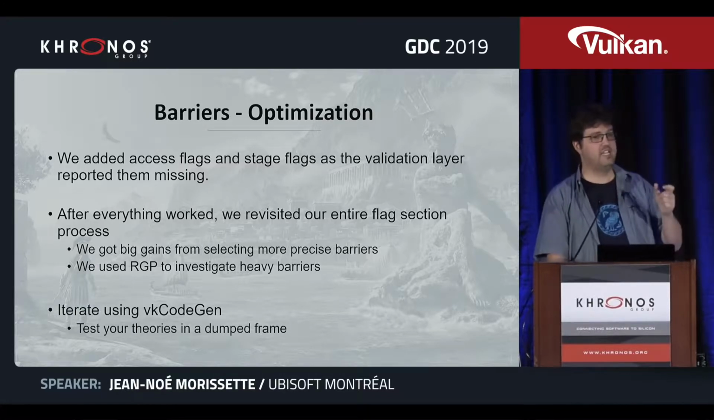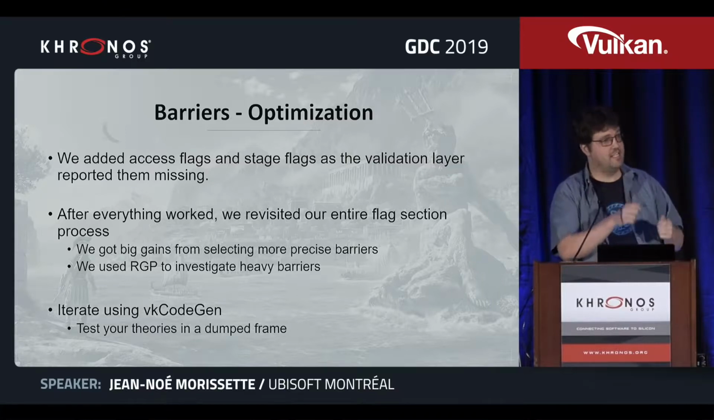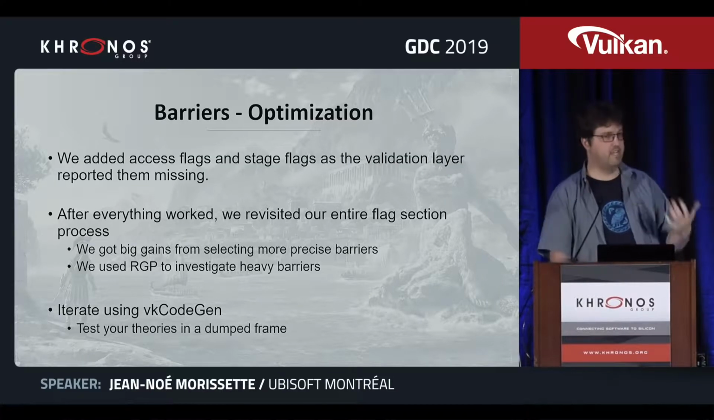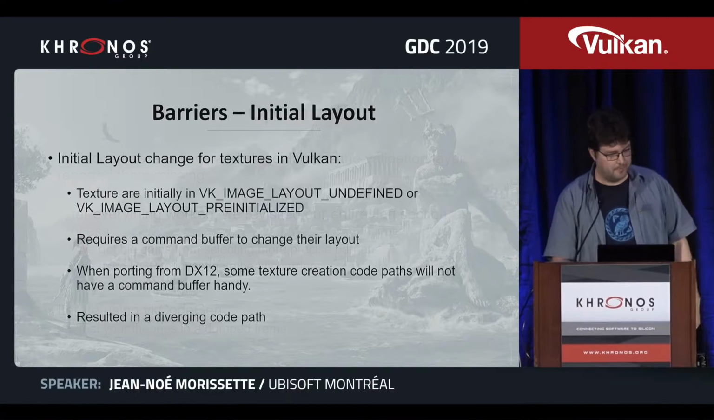And when you're optimizing them, again, VK CodeGen is the best tool. You just dump your frame, and then you see: if I split this state into 2 different states so that it has fewer pipeline stage flags in it, am I going to benefit from this? And then you can just test it on your frame and see how it affects the performance.